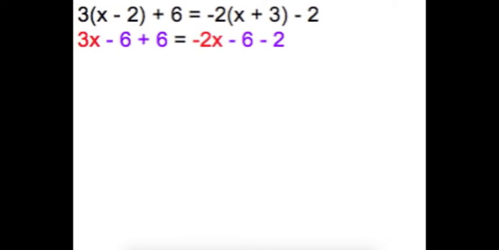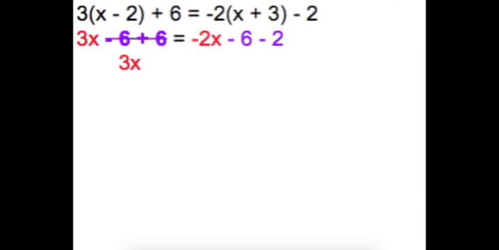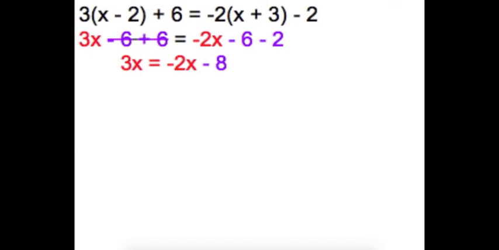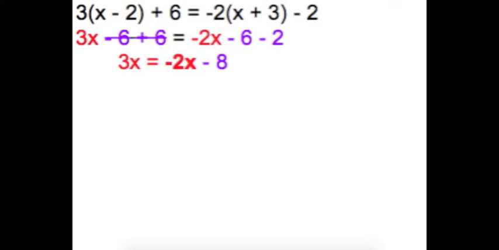Notice, both sides of our equation can still be simplified because each side has like terms. On our left side, the two terms in purple, negative 6 and positive 6, are like terms. And also on the right side, negative 6 and minus 2 are like terms, so they can be combined. On the left side, negative 6 and positive 6 actually cancel one another out, leaving us just with 3x. On the right side, negative 6 and negative 2 combine to make negative 8, so we are left with negative 2x minus 8.